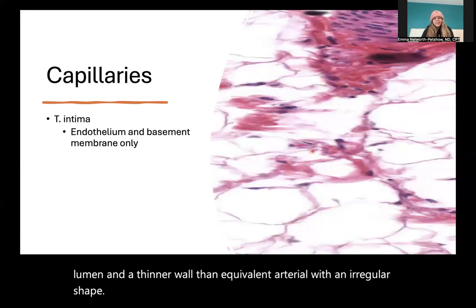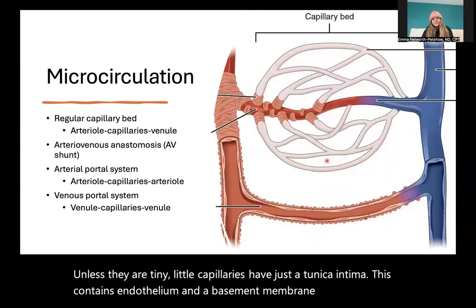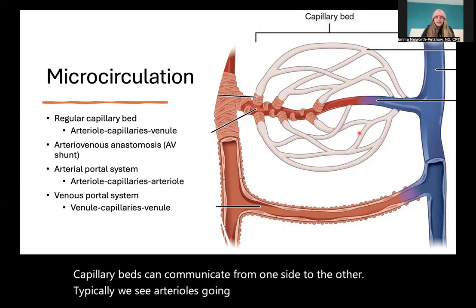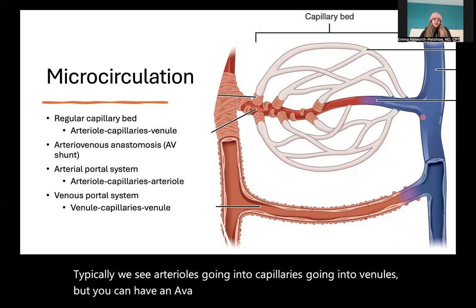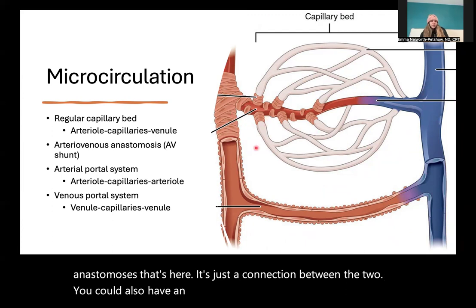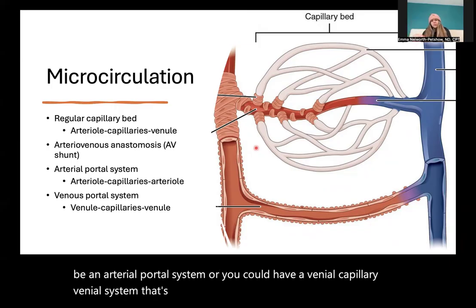And lastly, our tiny little capillaries have just a tunica intima. This contains endothelium and a basement membrane only. Capillary beds can communicate from one side to the other. Typically, we see arterioles going into capillaries, going into venules. But you can have an AV shunt, which is an arteriovenous anastomosis. That's here. It's just a connection between the two. You could also have an arterial capillary arterial connection. That'd be an arterial portal system. Or you could have a venule capillary venule system. That's a venous portal system.